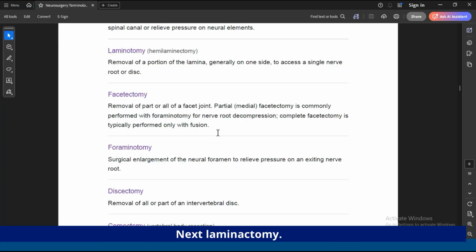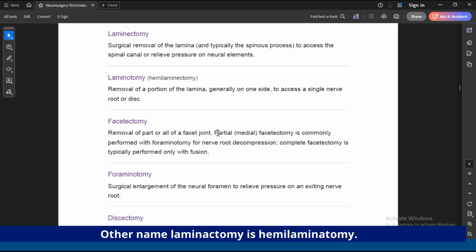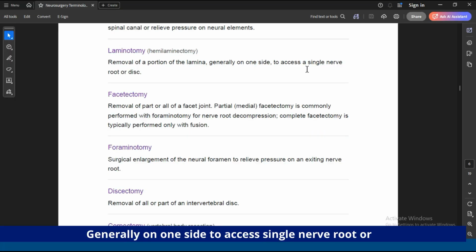Next, laminotomy. Other name for laminotomy is hemilaminectomy. So laminectomy means complete removal of the lamina. So laminotomy is partial removal of the lamina. So removal of portion of the lamina, generally on one side to access single nerve root or disc.